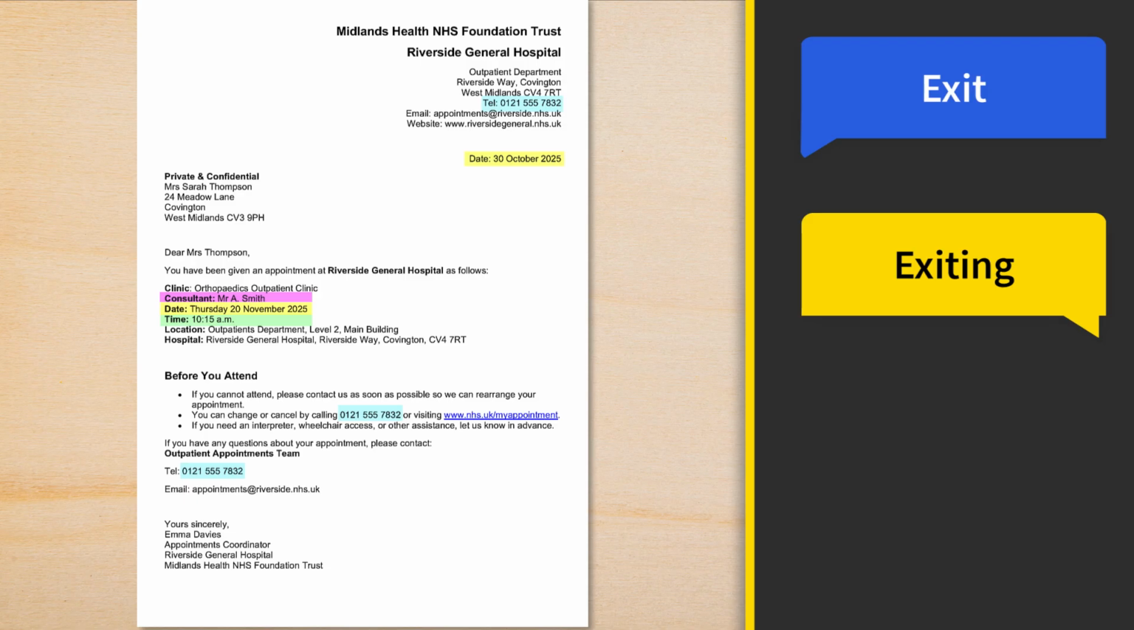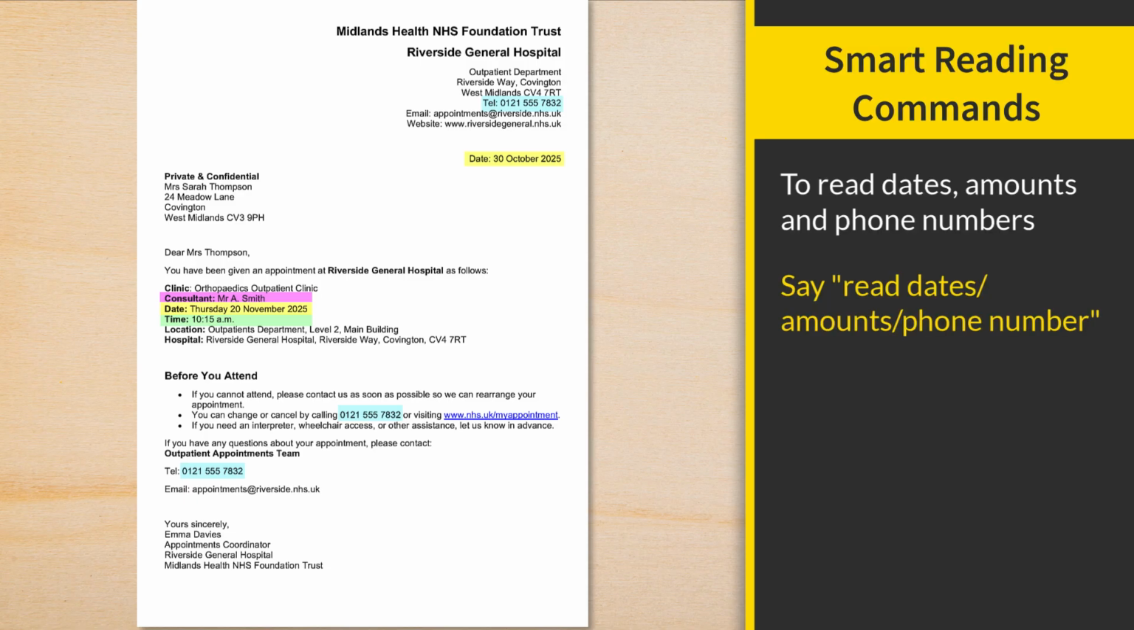Exiting. So we saw there how I was able to use Smart Reading to pick out particular elements. I could also search the document for text. So when I said find consultant, it was able to find the text consultant and read that out to me. And when I said find time, it was able to do the same thing.